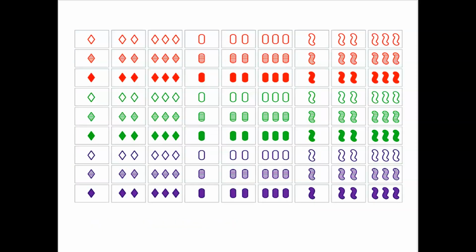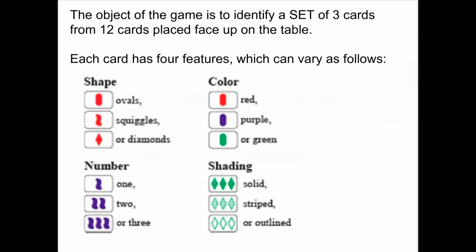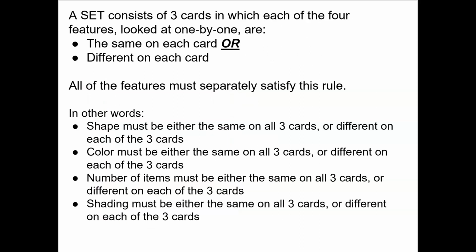So the game of Set has these different shapes, and they have different shapes, different numbers, different colors, and different fill. And so how you play the game is you create a set of 3 cards, and each card has those 4 different features. And what you do is a set is in which the 4 features looked at one by one are all the same or all different.